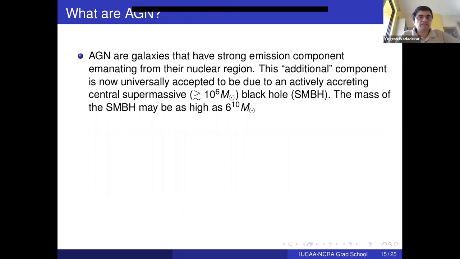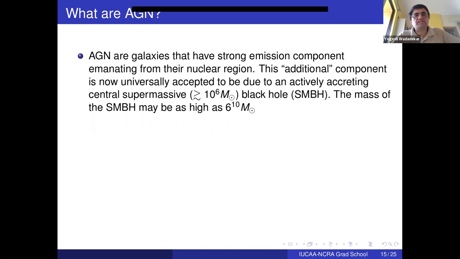So what are AGN? Very simply, AGN are galaxies that have a strong emission component emanating from their nuclear region. So there is a lot of light that is coming from their nuclear regions. This additional component is now universally accepted to be caused by an actively accreting central supermassive black hole. And how massive can that black hole be? It's usually more than 10 raised to 6 solar masses.